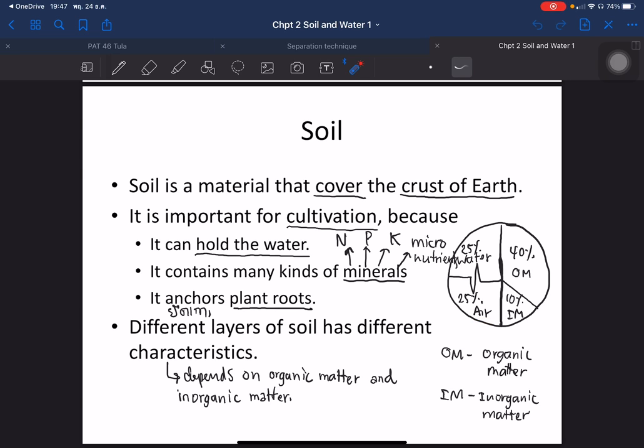Another one here contains OM as the organic matter. Okay, and the IM here, 10%, is the inorganic matter. The organic matter means the matter that comes from the organisms, and the inorganic matter here is matter that does not come from the organism, and it refers to the rock.